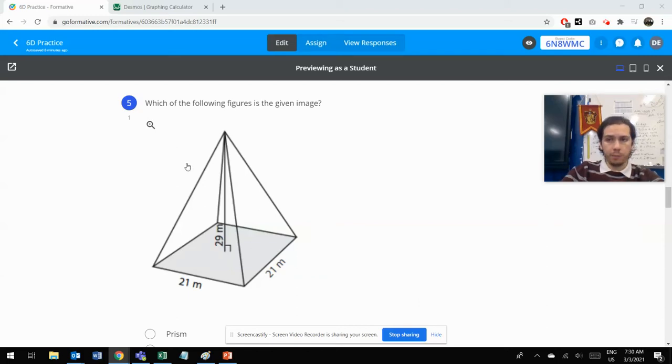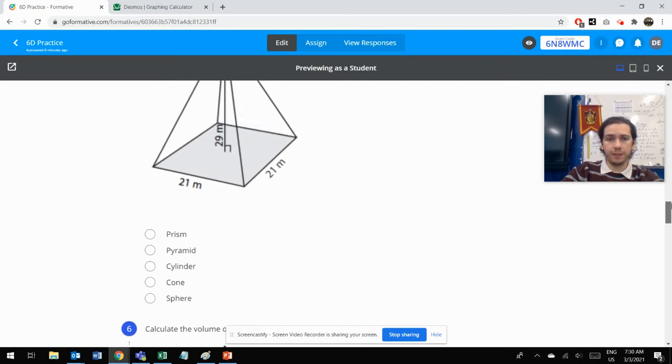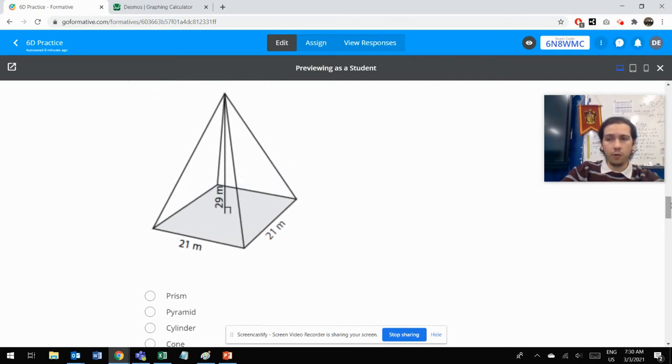All right, for this shape, I need to figure out, is this a prism, a cylinder, a cone, a pyramid, or a sphere? Well, looking at this, I don't see any circles. So we should immediately be eliminating cylinder, cone, and sphere. Those are the three that deal with circles. That leaves us with a prism or a pyramid.